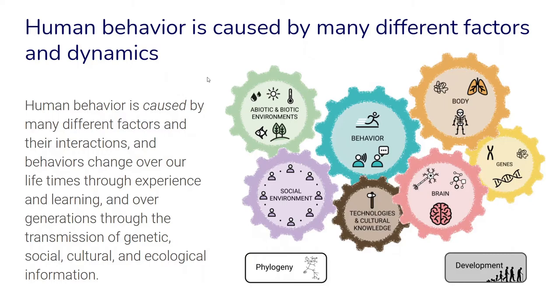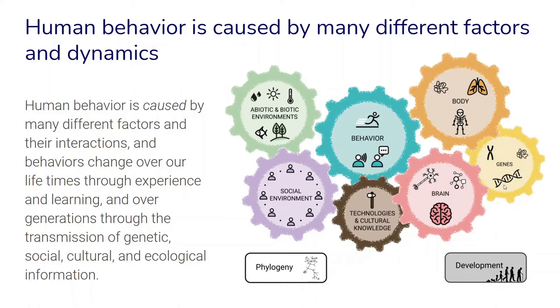Now, as I said, in reality, human behavior is caused by many different factors and dynamics. But of course, this complexity can quickly be overwhelming. And so we have developed this set of so-called causal domains to help us put them into buckets and reason about what kinds of different factors we might bring into an explanation of a certain behavior at any one time.